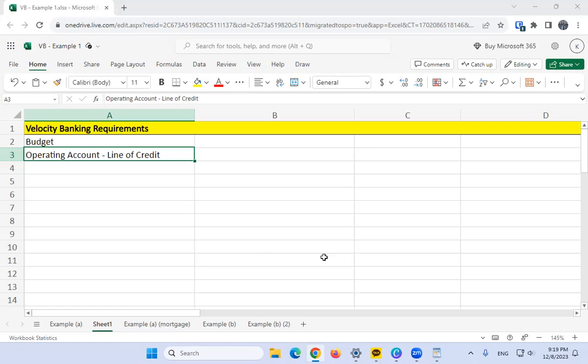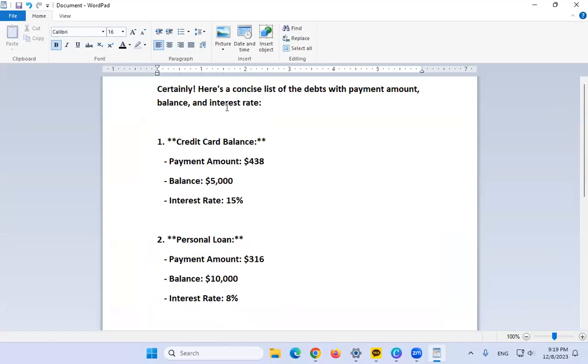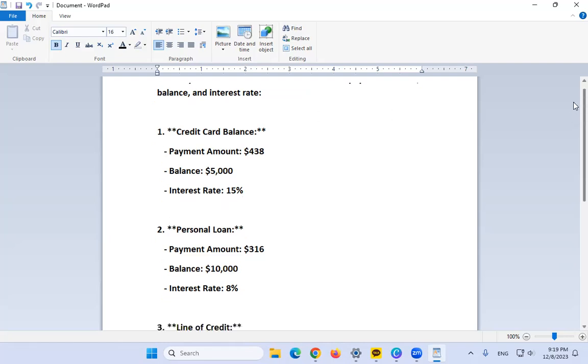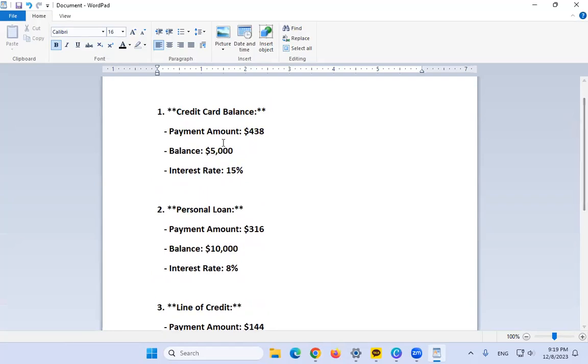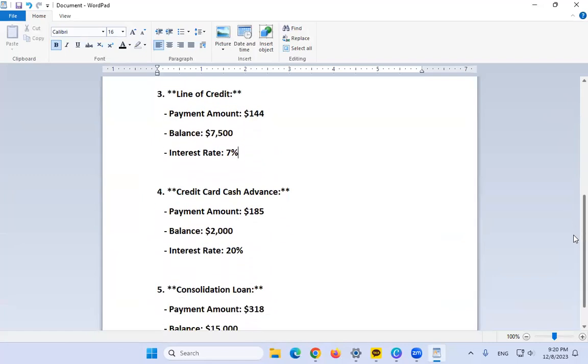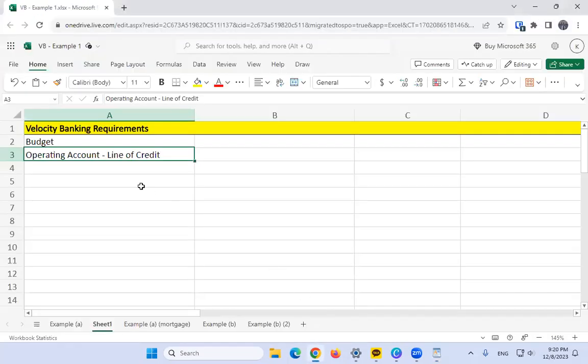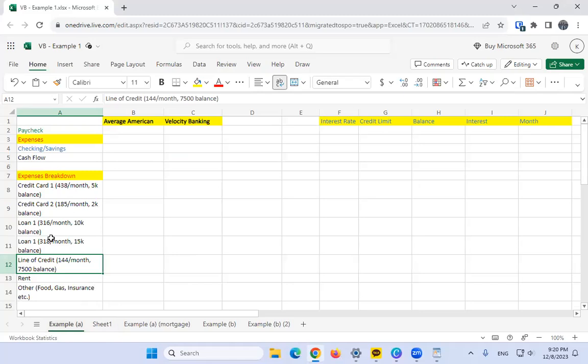So I have gotten ChatGPT to come up with some debts, and we're just gonna make up a scenario with some debts so that we can do a demonstration of how we can pay these off quickly using Velocity Banking. ChatGPT came up with these 5 debts: credit card, personal loan, line of credit, card cash advance, and a consolidation loan, listed the payment amounts, the balance, and the interest rate. And I've transferred this information to the spreadsheet right here.